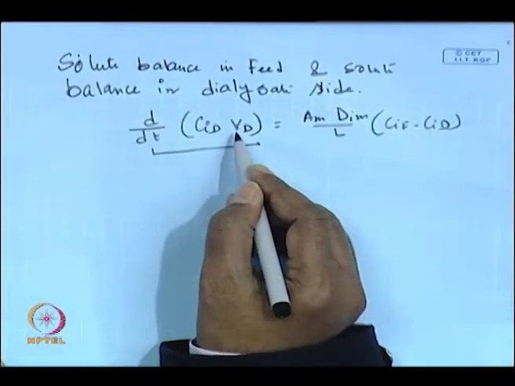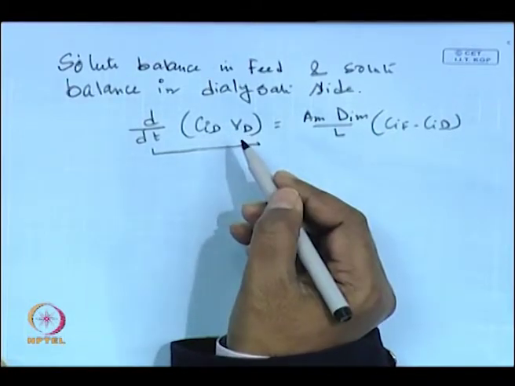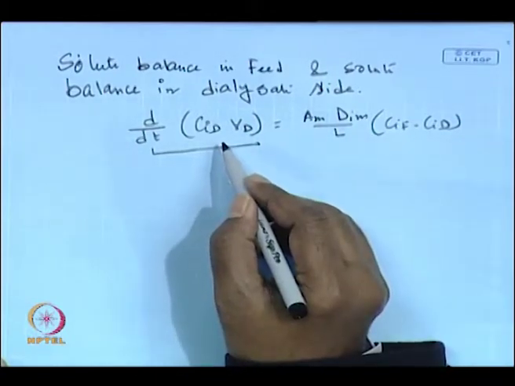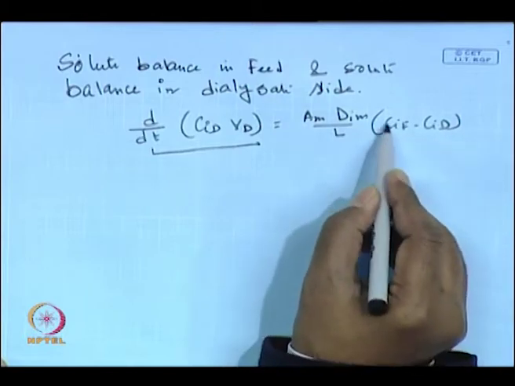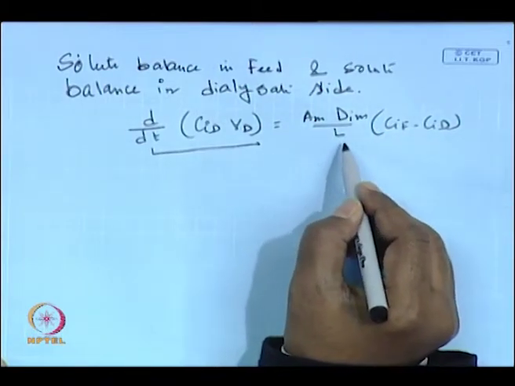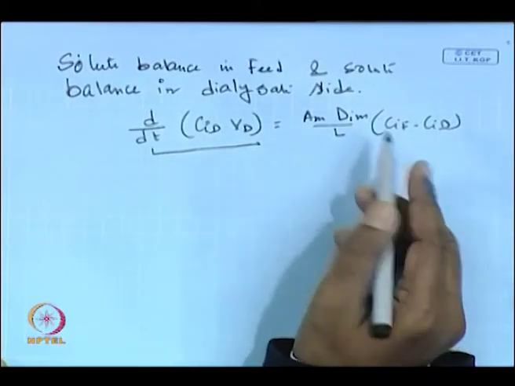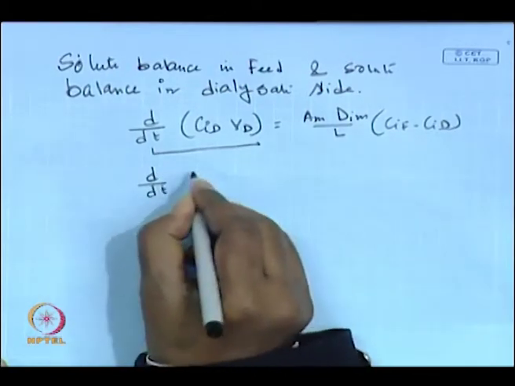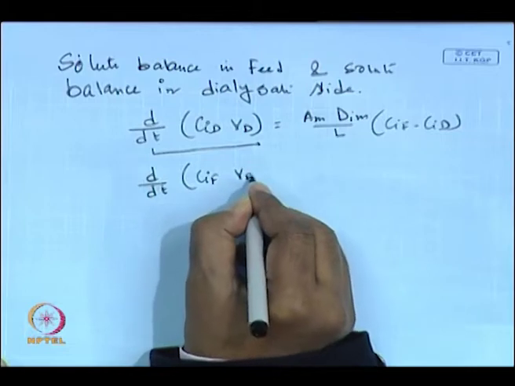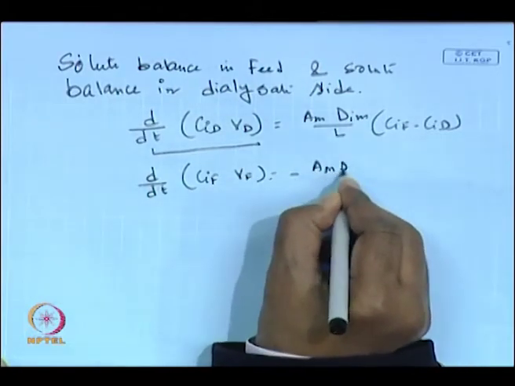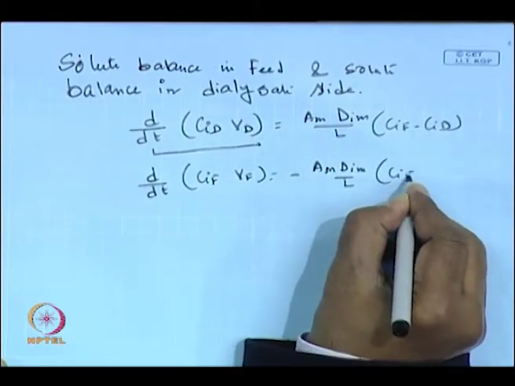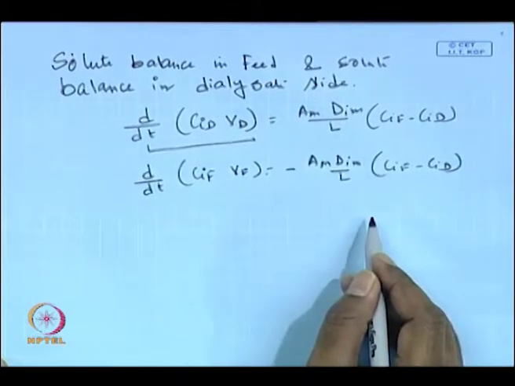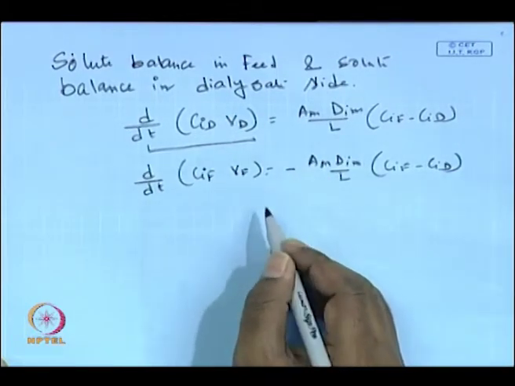Vd is the volume of the liquid in the dialysate side, or if it is fully occupied, then it is the volume of the dialyzer. CID is the concentration of the solute in the dialysate side, and the amount of material going into the system is driven by CIF. The total difference is Am DIM/L into (CIF minus CID). In the feed side, you get Vf d/dt of CIF is equal to minus Am DIM/L (CIF minus CID). The plus sign means the dialysate will be gaining the solute, and the minus means the feed side will be losing the solute.